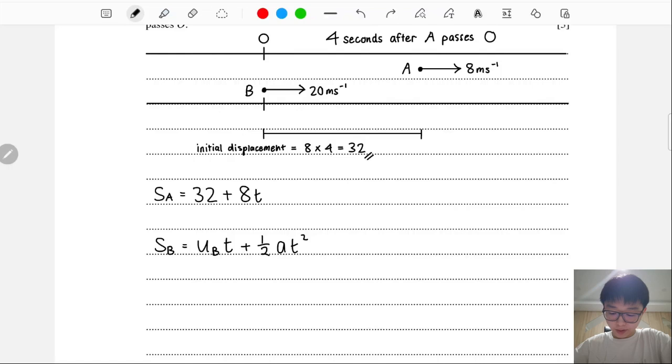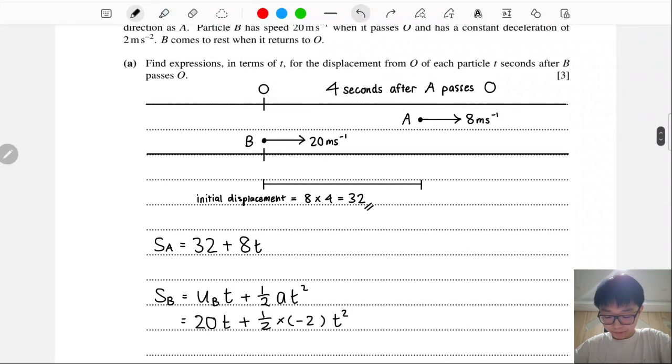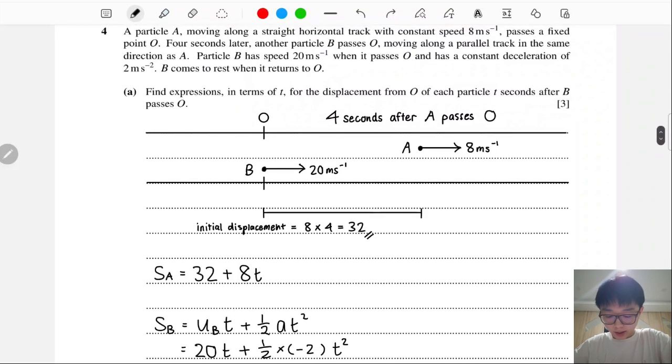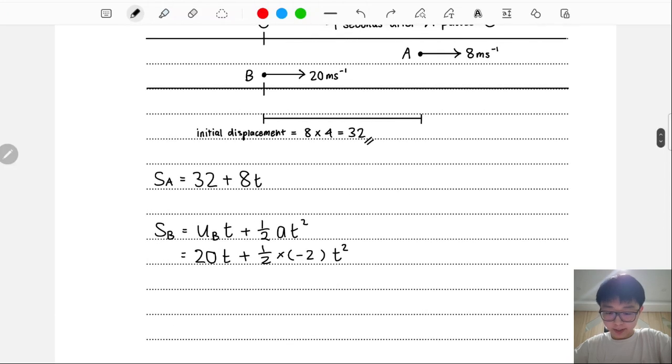Substituting in the values of u_B equals 20: 20t plus half times negative 2. Remember, it's decelerating, so acceleration is negative. And multiplied by t squared. Okay, so simplifying that will give us the expression of 20t minus t squared. And that is our answer for part A.